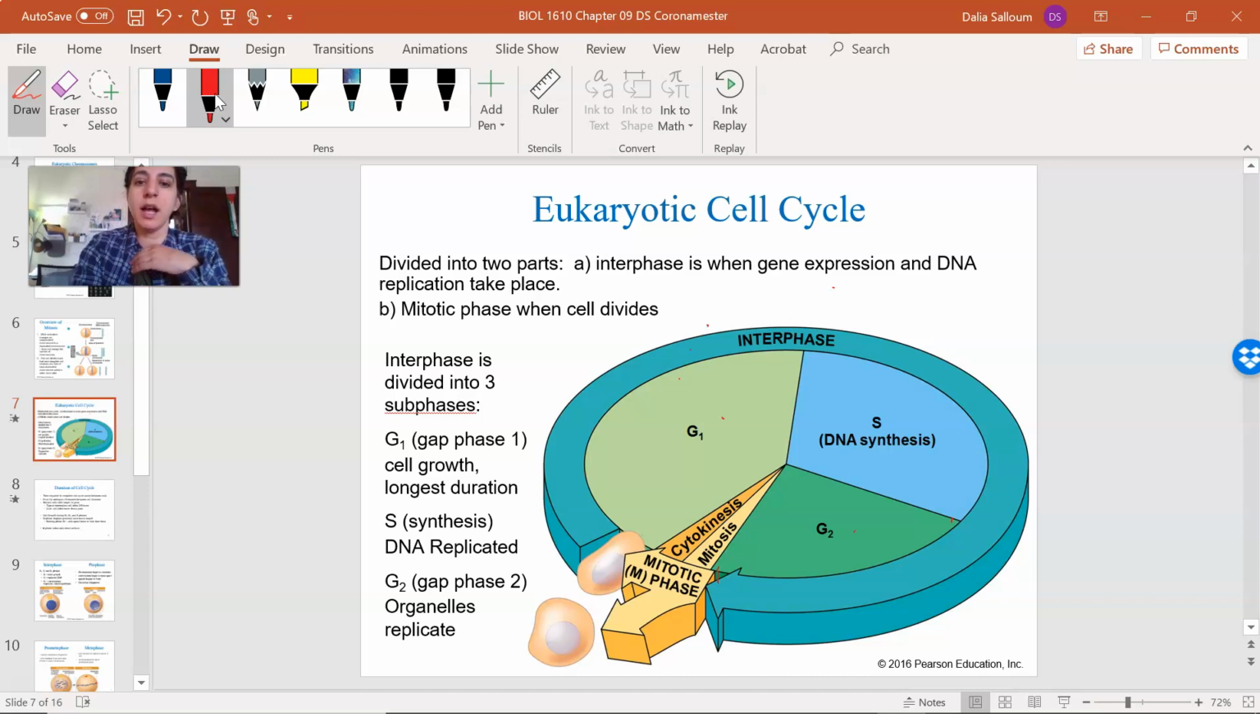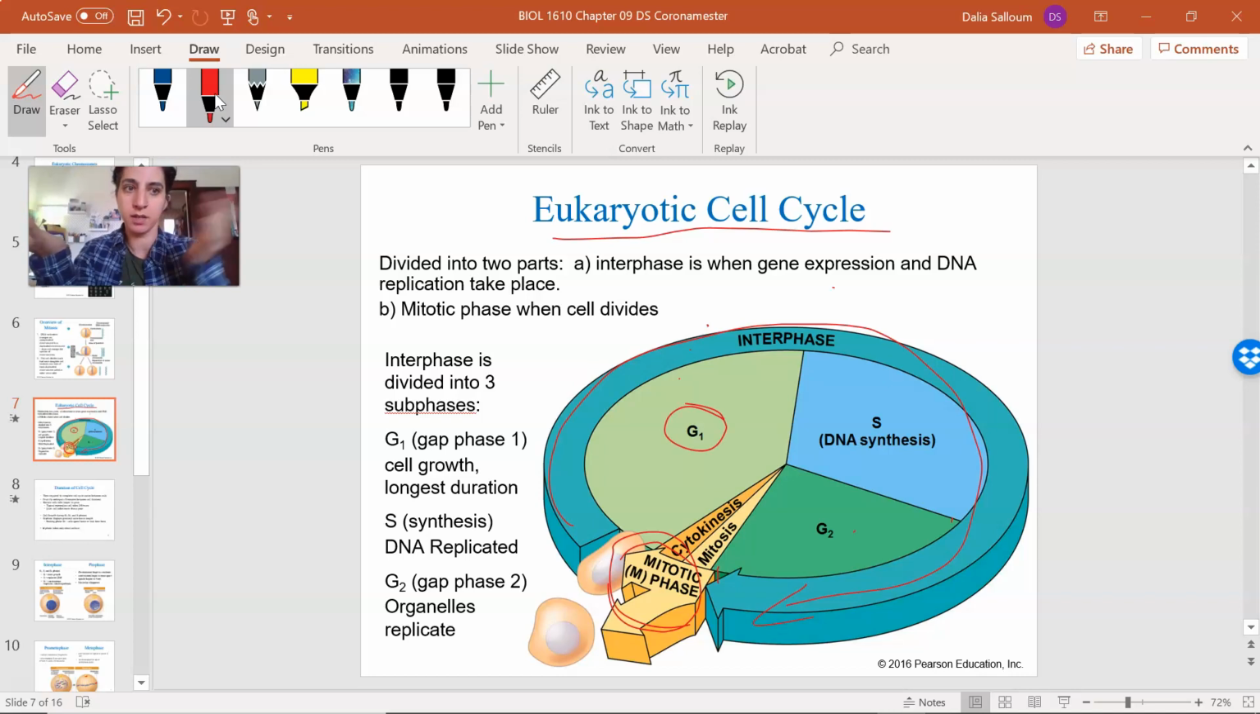So if you look at the slide right here, the eukaryotic cell cycle, we have two broad phases of the cell cycle. The cell is either in interphase or it's in the mitotic phase. The first part of this chapter talks about the mitotic phase, the M phase, mitosis, and cytokinesis. And that's how we make new cells. Okay, if you are in interphase, this is where the cell is just doing its thing, living life, and specifically G1. So we can either be in interphase or we can be undergoing cell division.